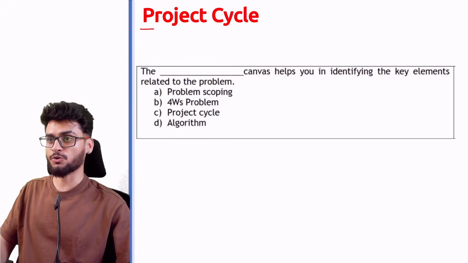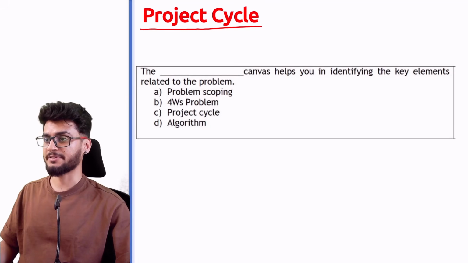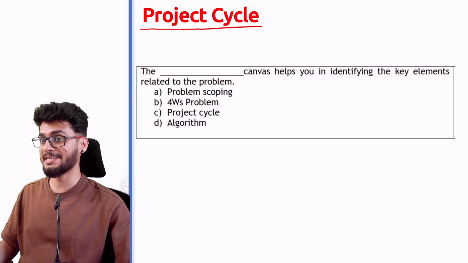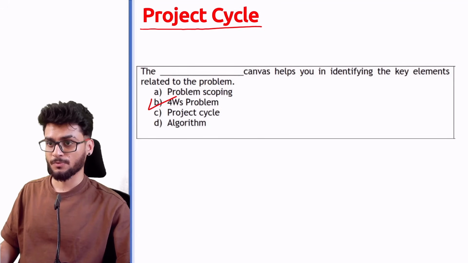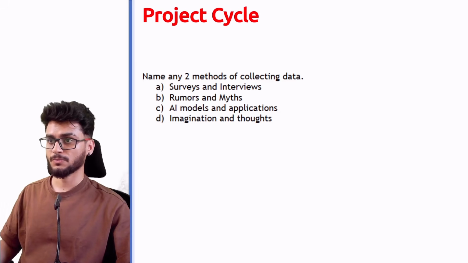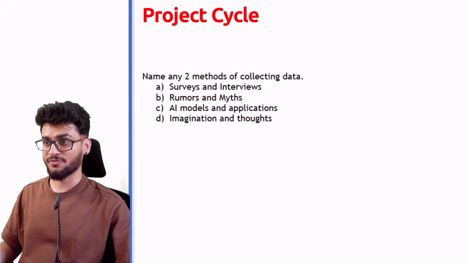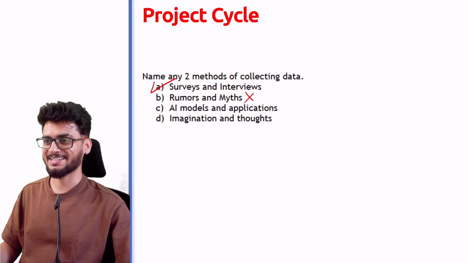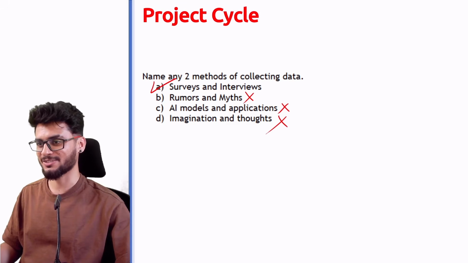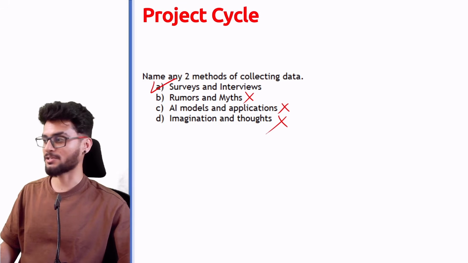Further on, let's move on to project cycle. The dash canvas helps you in identifying the key elements related to the problem. So we have only learnt about the 4Ws problem canvas. So this is the right answer. Name any two methods of collecting data. Surveys and interviews. Yes, you can collect data using that. Obviously not rumors and myths. AI models and applications. Again, no. Imaginations and thoughts. Okay, no. So A is the correct answer for this.